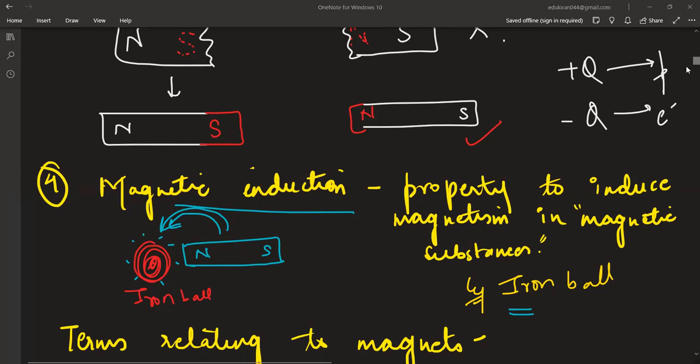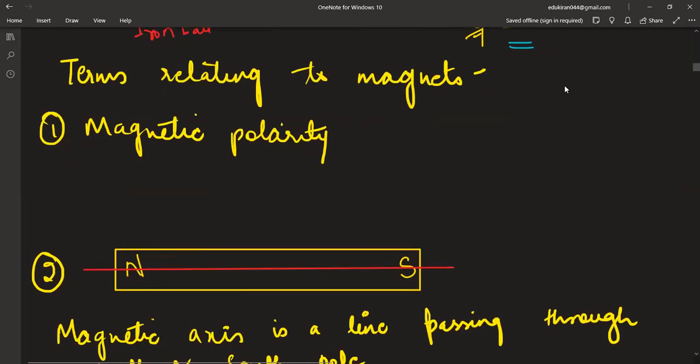Class, now apart from the properties that we are talking about, terms relating to magnets we have to study. Now these terms are not particular only for the bar magnet. These terms are for the bar magnet, but these are not as such a property of it. These are terms that we'll be using further, so you should be aware.